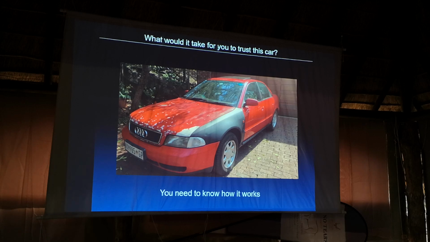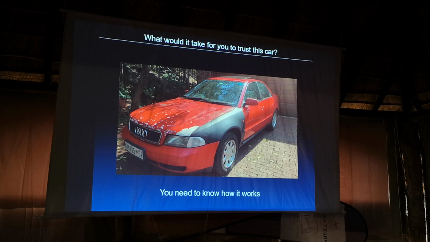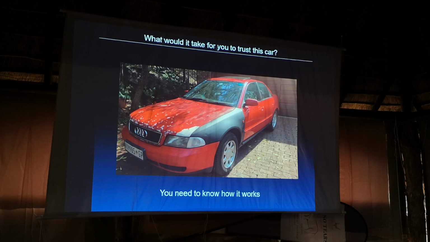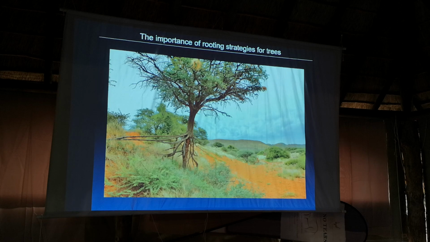If I told you that it's a 1995 model, you might say, no, this is not the car for you. If I told you that I rebuilt the engine, rebuilt the clutch, redid the suspension, I practically rebuilt that car except for the outside, you might say, well, maybe it does give a service. And so how do we transfer this across to the way that ecosystems work? One of the things I'm going to talk about today is how the rooting structures of trees work. We need to understand how that works.